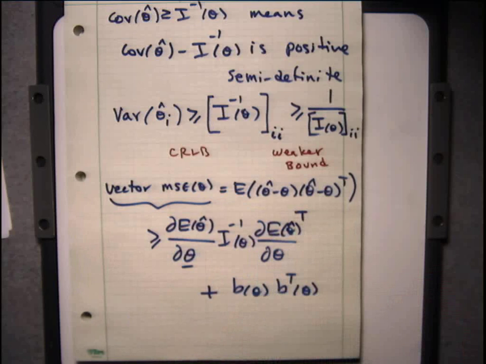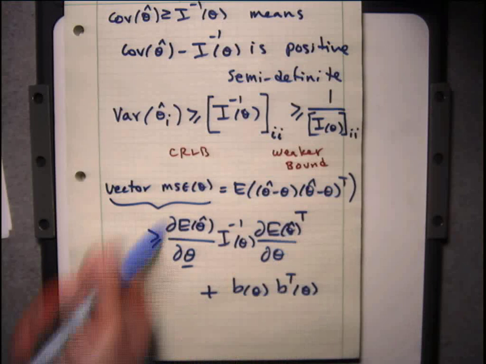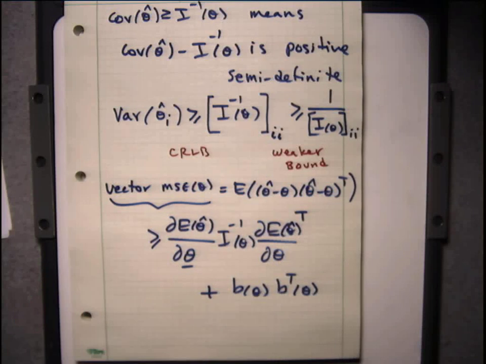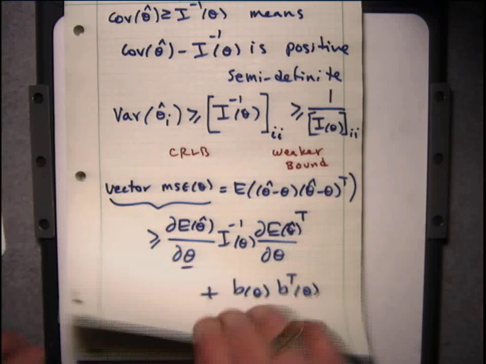Oftentimes, if you can study a problem and come up with an estimator that has a bias, but the bias is constant, you can figure out roughly what it is and remove it. Then this term goes away, and these terms just become ones. So you can effectively come up with an unbiased estimator and characterize the bound, especially if it's a simple constant or linear bias. So, another example. Any questions? No?